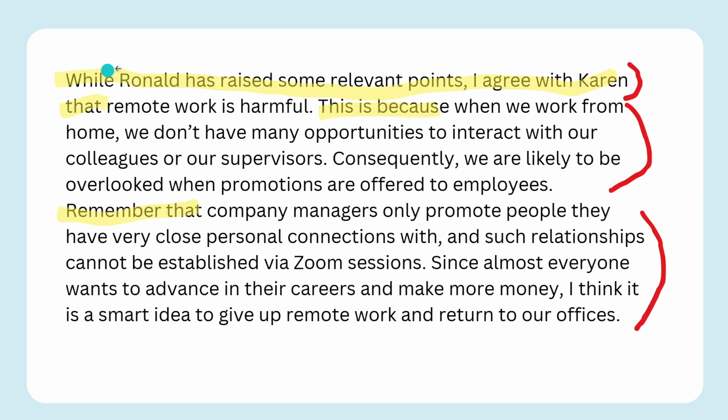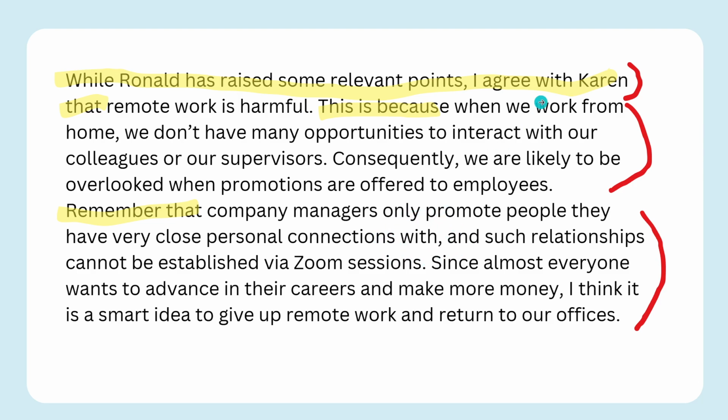So basically, the only real reference to the other students is at the very beginning of the answer. So I'm saying, while Ronald has raised some relevant points, I agree with Karen that remote work is harmful. And that's it. That's the only reference to Ronald and Karen I put in the whole answer, and that's totally fine. And then I've got a very basic template. This is because, and then I elaborated on it, why I feel that way. And then I said, remember that, and then I put in some extra details to support my argument.